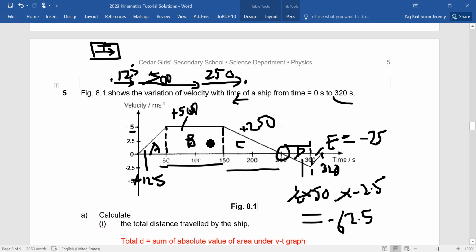Here I'm moving right because the area is positive. Here I stop. Why? Because the velocity is 0. Right, that's why I stop. Then at D, I'm moving left because the area is negative. So that's why you see D, I'm actually drawing something here, and this should correspond to 62.5.